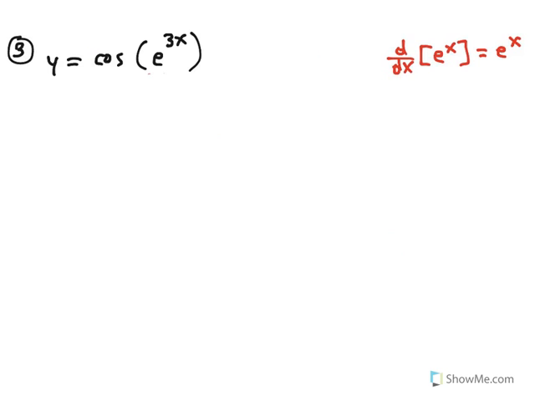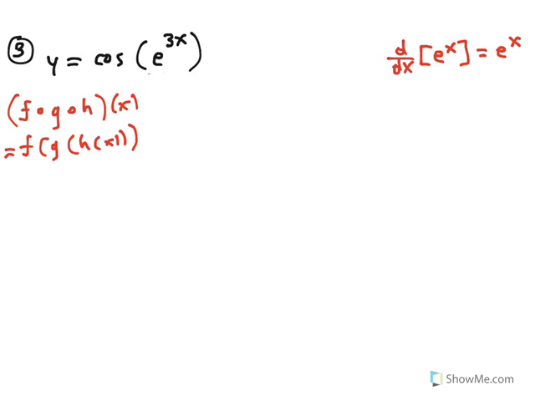Here's our third problem. We'd like to find the derivative of the function y is equal to cosine of e to the 3x. You should begin by recognizing that here we have a composition of three functions. So we have to use the chain rule twice. And of course, one of our functions is e to the x, and that's why we're looking at it today.